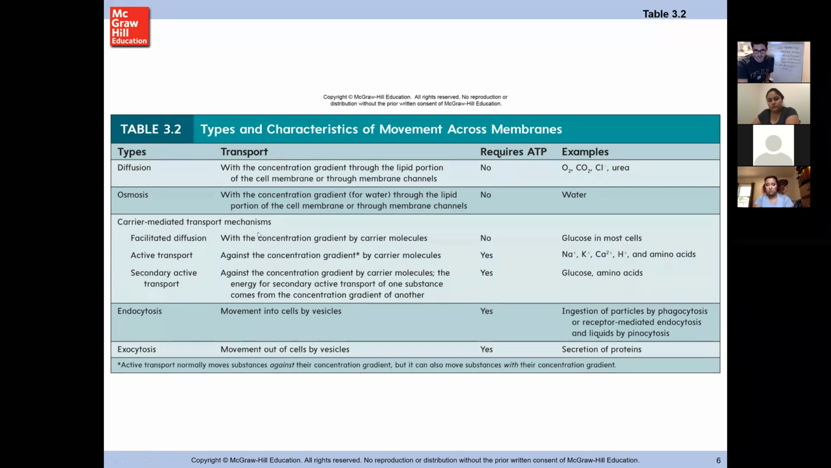So that's kind of the differentiation of methods of carrier-mediated transport. Okay, so we have one example that doesn't require energy, but these other two, active and secondary active transport, do require energy. Okay.